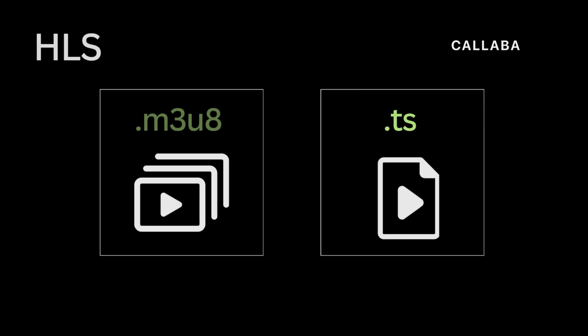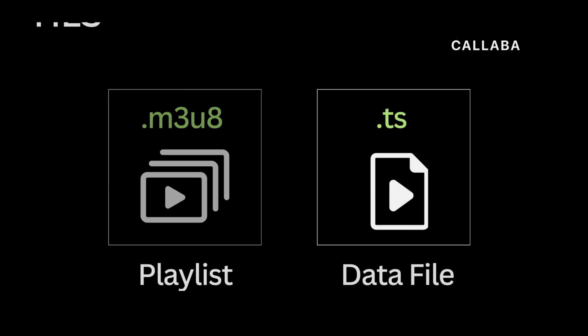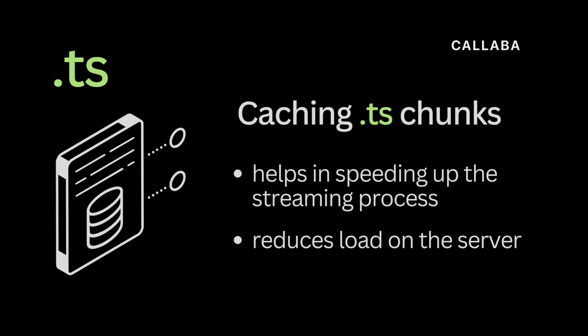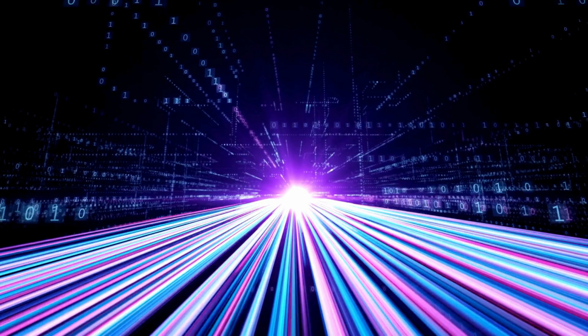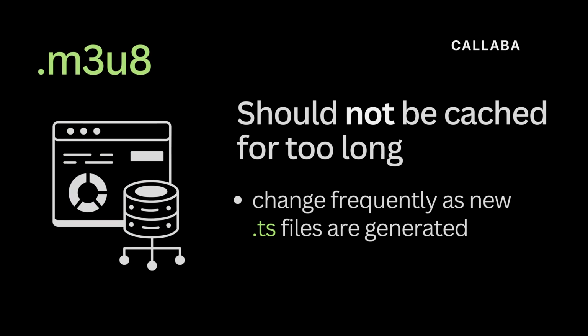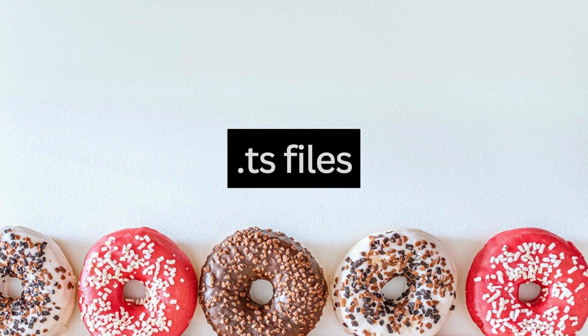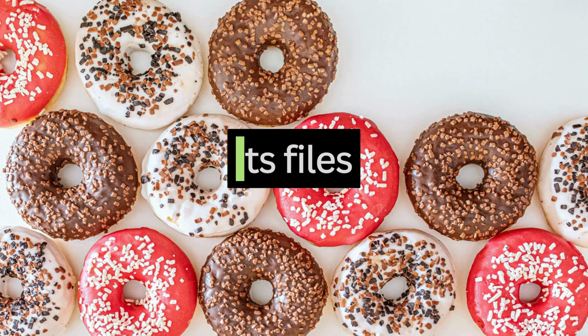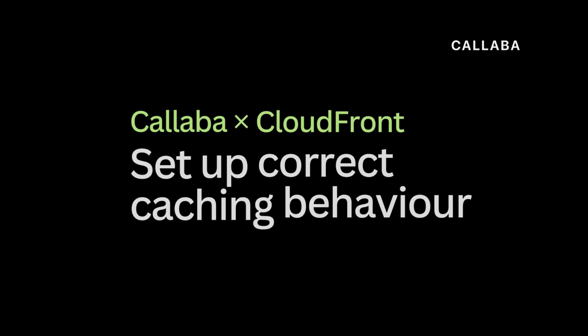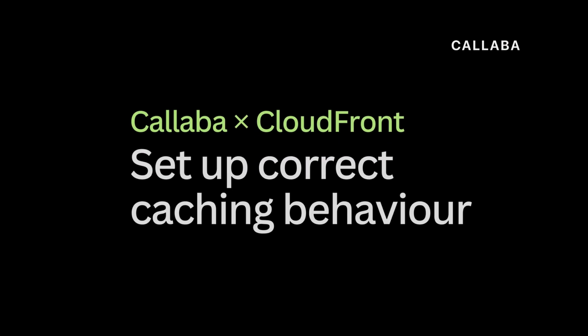Okay, now that we understand the relationship between M3U8 and TS files, let's talk about caching. Caching TS chunks is beneficial because TS files don't change once created. This helps in speeding up the streaming process and reduces load on the origin server. On the other hand, M3U8 files change frequently as new .ts files are generated and added. This is why M3U8 should not be cached for too long, to ensure that viewers receive the most current playlist and content.